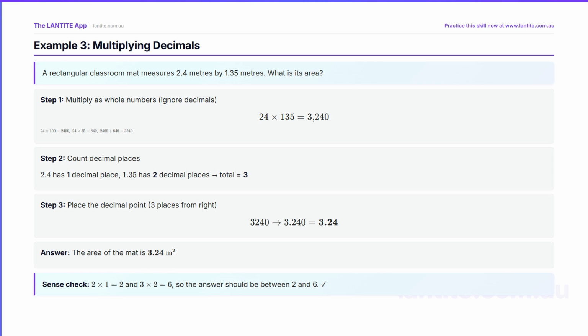Always do a sense check. Roughly 2 times 1.5 is 3, and our answer of 3.24 is close. The area is 3.24 square meters.